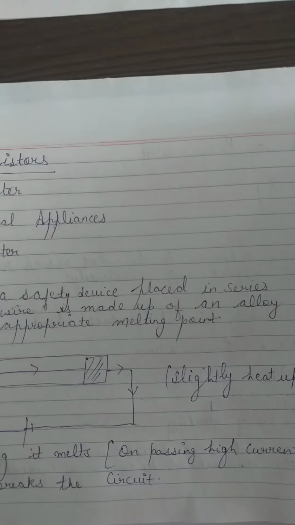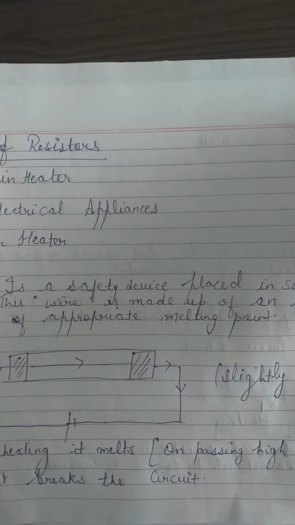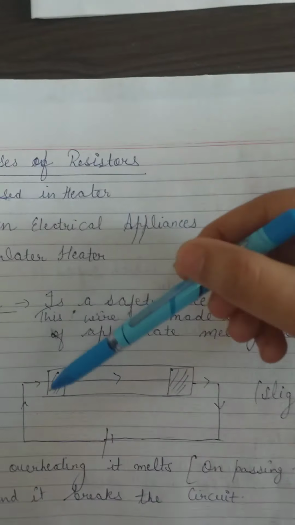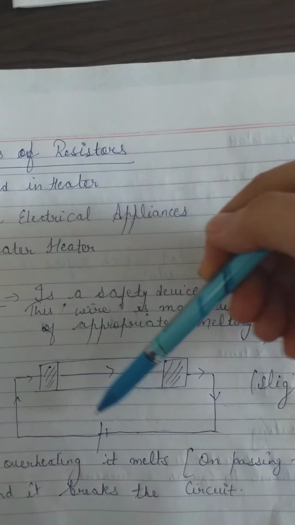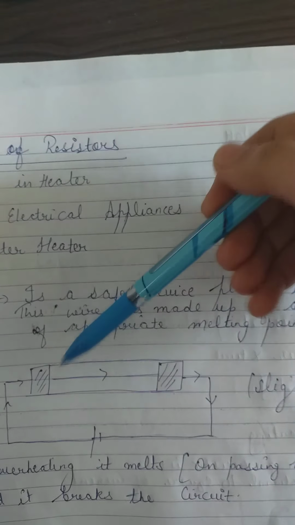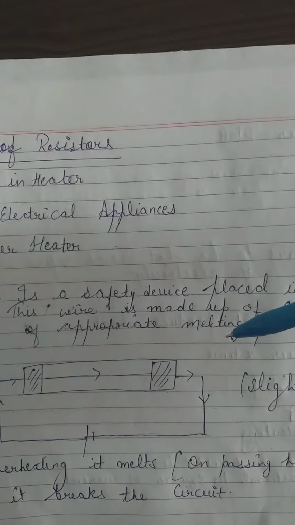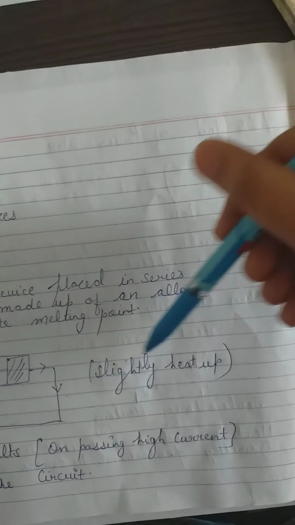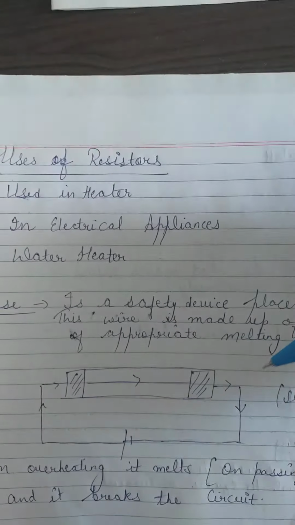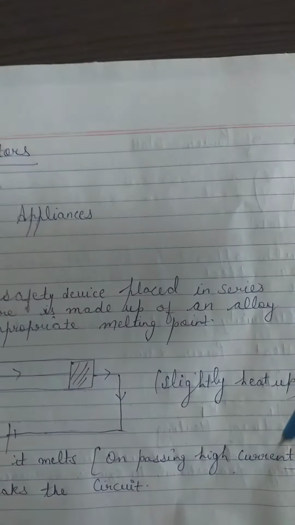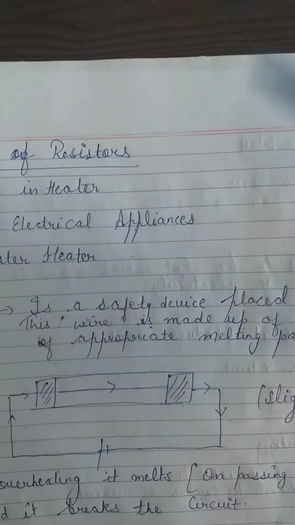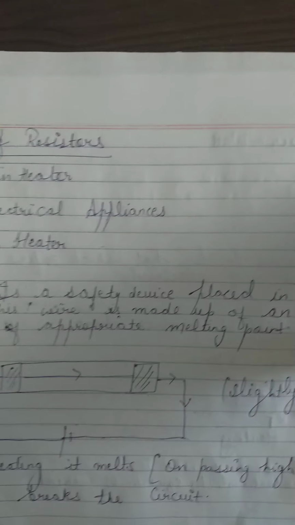This wire is made up of an alloy of appropriate melting point. For example, if a high amount of current is flowing through it, then that fuse will automatically melt, which helps us to break the circuit. If it heats up or overheats on passing high current, it automatically breaks the circuit. It is generally a safety device which prevents short circuits.